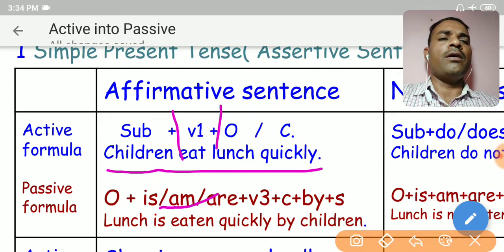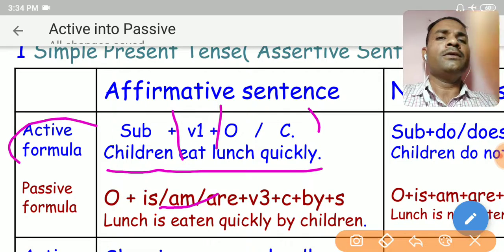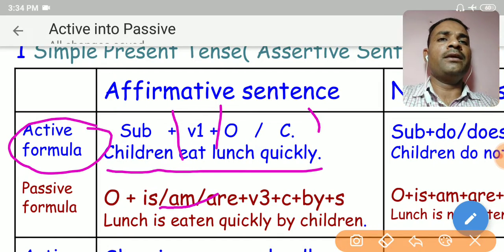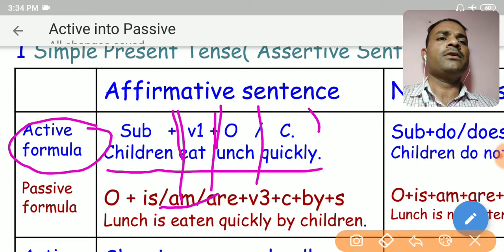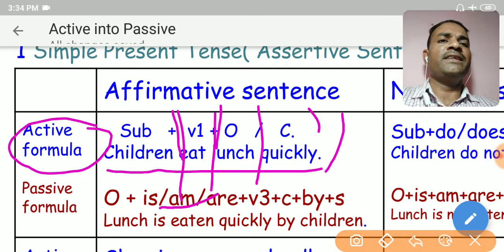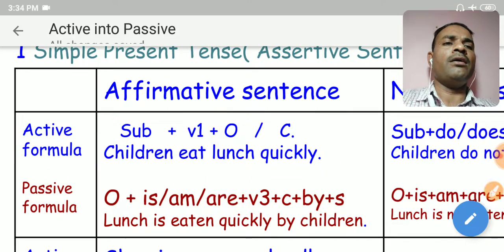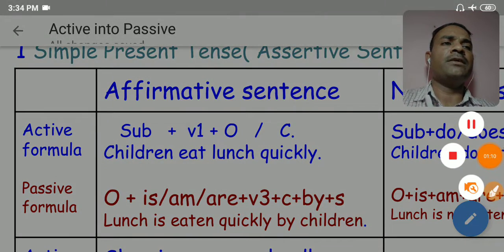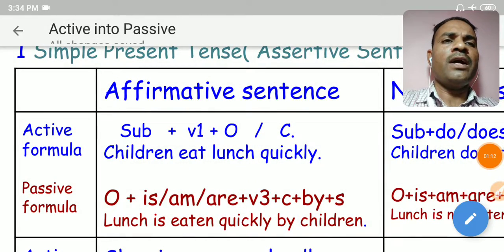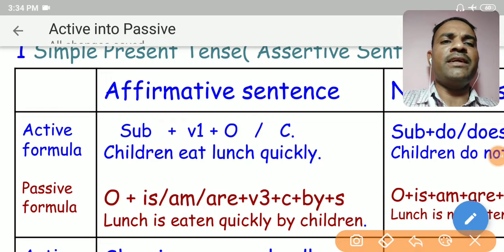V1, object or complement. So this is the formula of active simple present tense, my dear friends. So here children is the subject, eat is the verb, lunch is the object, quickly is the complement. So this is the active formula of simple present tense. Let us see how to convert this active sentence into passive.